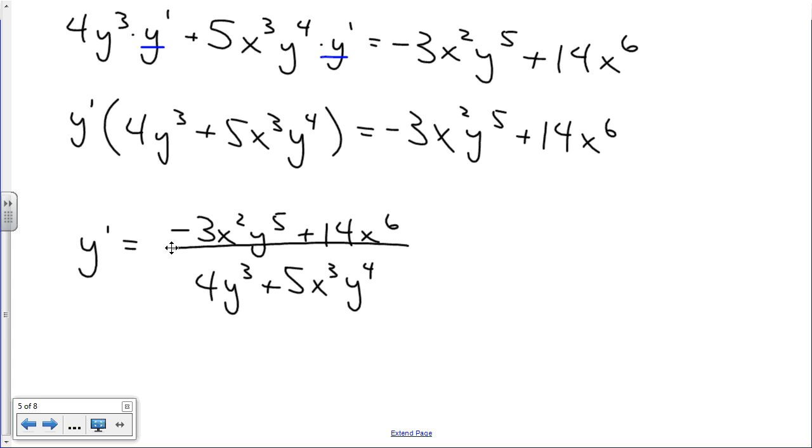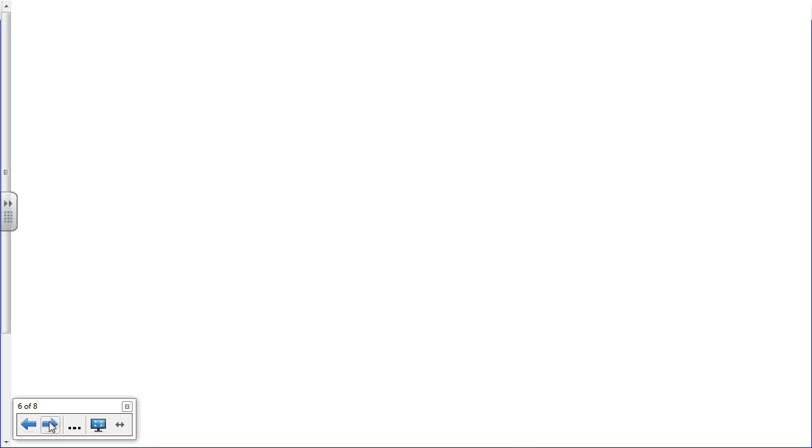Now, if there are obvious things that you can do to simplify this, I'd say you could do that, but for the most part, you can leave it just like that in that form. There is our derivative. And that's as far as we're going to go in this section for right now.